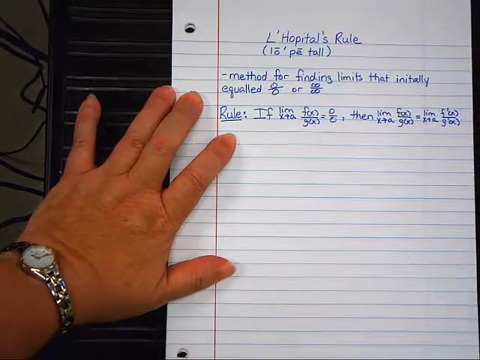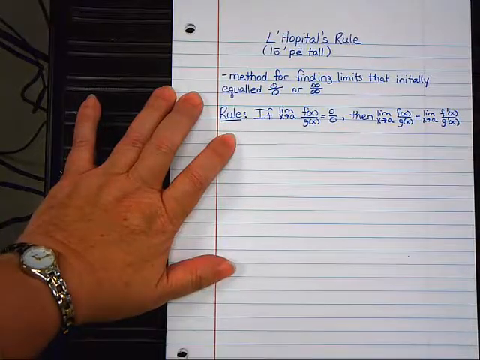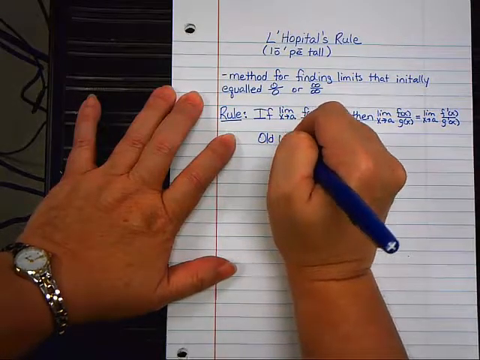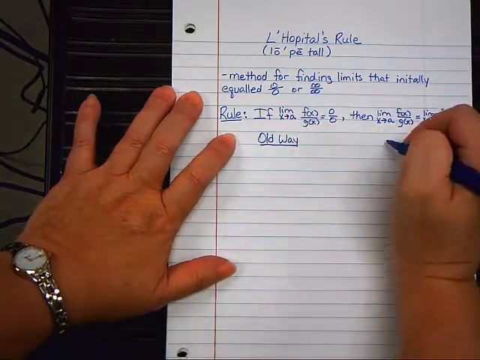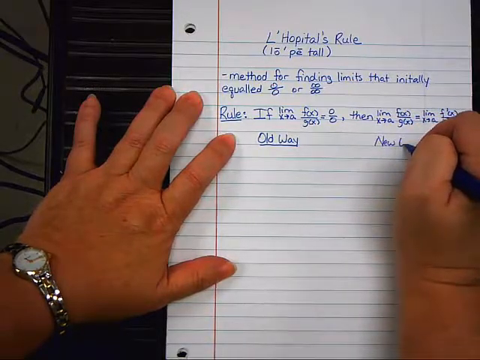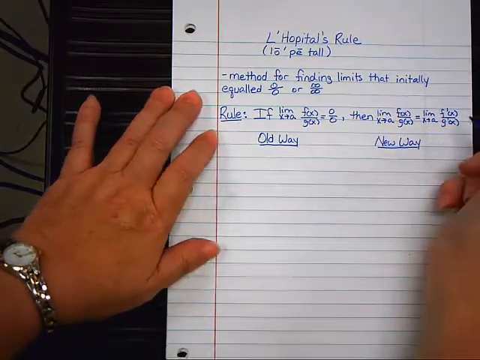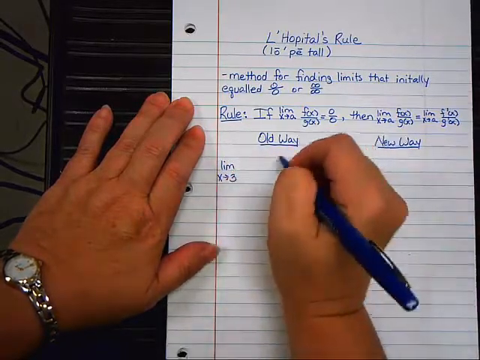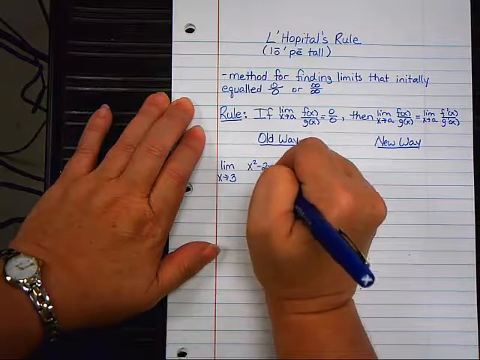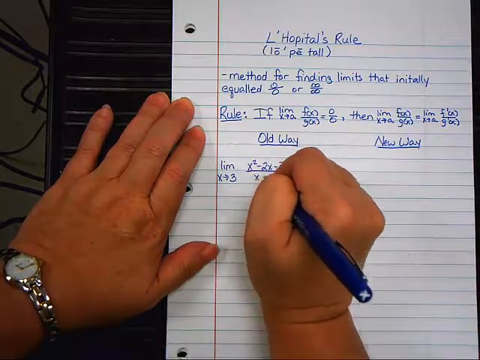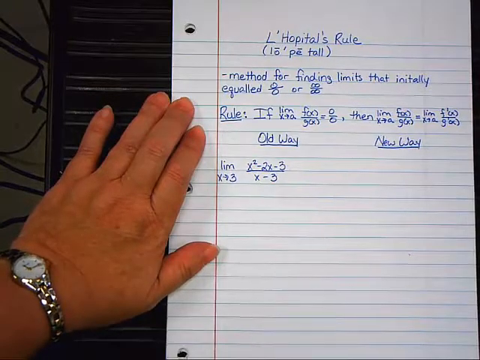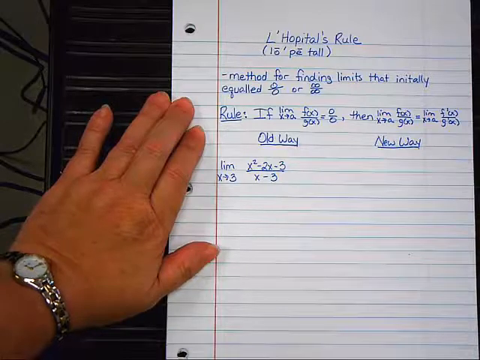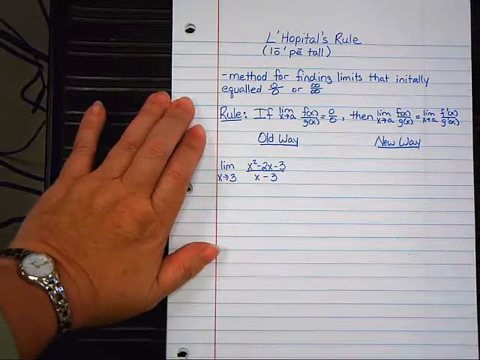This is a very unusual thing and how it works, but it does. So what we're going to do is review the old way to do limits, and now I'm going to show you with L'Hôpital's rule the new way to do limits. Let's take, for example, the limit as x approaches 3 of x squared minus 2x minus 3 over x minus 3. X squared minus 2x minus 3 over x minus 3.